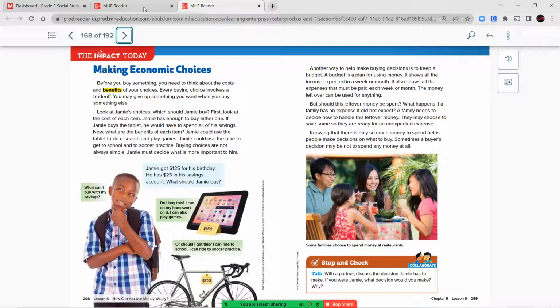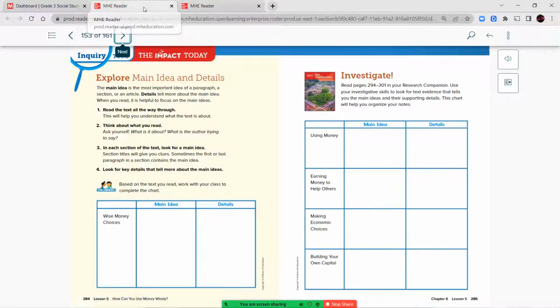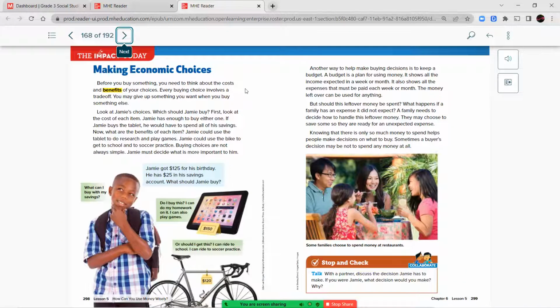Now, before we read this section, let's hop back into our graphic organizer and look at our first section that says using money. The main idea in the pages that we just read is that people earn money and they make decisions about how to spend it. Some of the details we can put in there is that the money people earn from doing a job is called income, and that people make decisions on how they want to spend their money on needs and wants. And next we can go into our following pages about making economic choices.